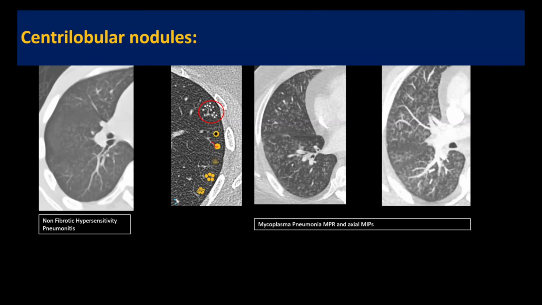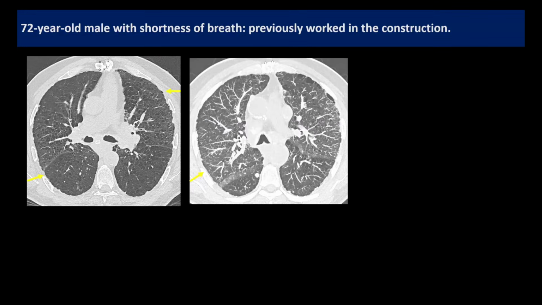Now, once we've decided the distribution of the nodules, we form our differential diagnosis. So let's go ahead and look at some cases. Again, I'm not going to discuss the usual. Our first case is a 72-year-old male who worked in construction presenting with shortness of breath.